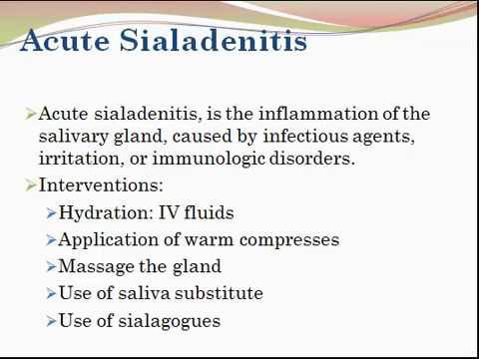The best way to prevent acute sialadenitis is to do routine oral hygiene. Very, very important. And this basically prevents infection from ascending to the salivary glands, to the mouth itself.